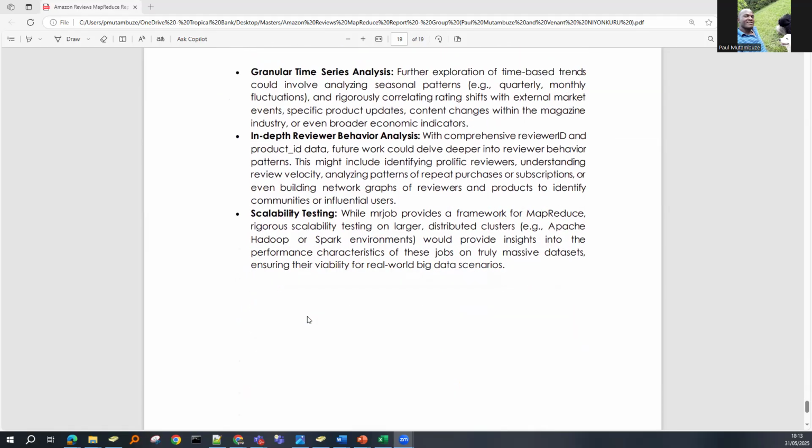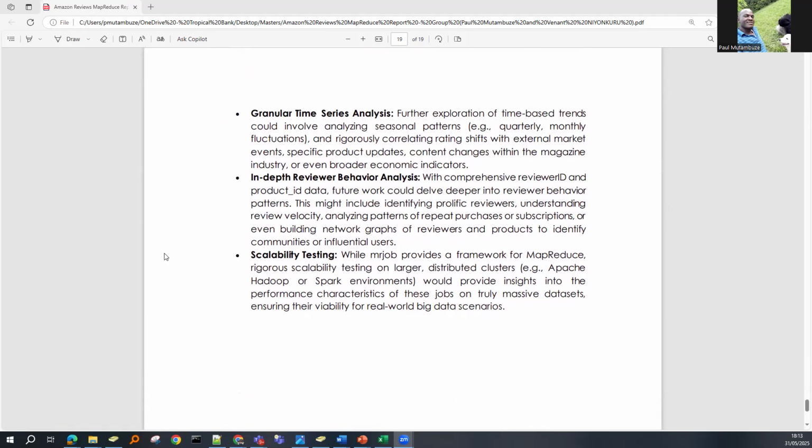Then, looking at in-depth reviewer behavior analysis, and scalability testing. That is what we look at for the future work. For example, while MRJob provides a framework for MapReduce, rigorous scalability testing on larger distributed clusters, like Apache Hadoop and Spark environments, would provide insight into performance characteristics, ensuring each job handles truly massive datasets and real-world data scenarios.